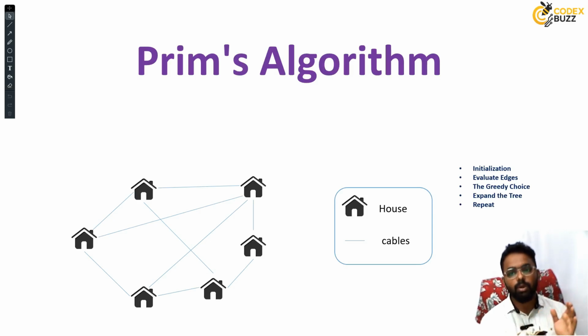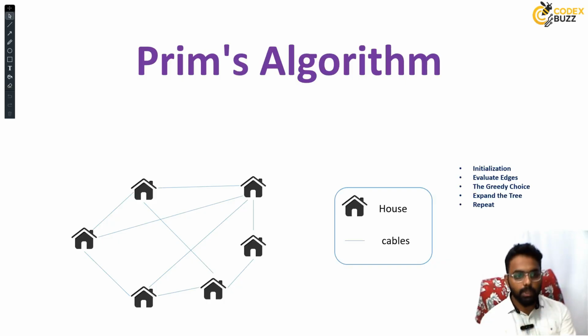So this logic we will solve with Prim's algorithm. Here the algorithm will start from one house and expand step by step, always picking the shortest cable between the houses you already connected and the houses you haven't connected, right?